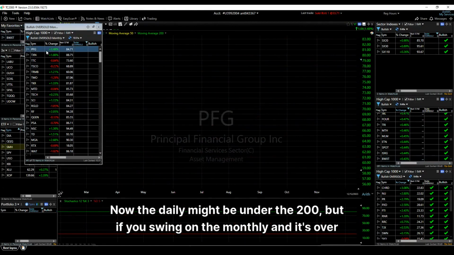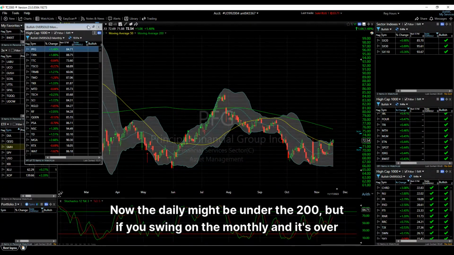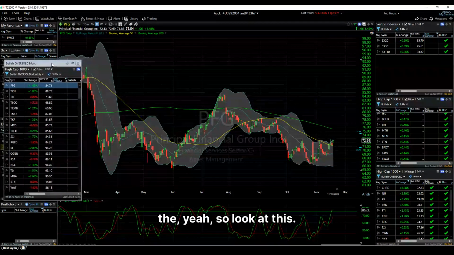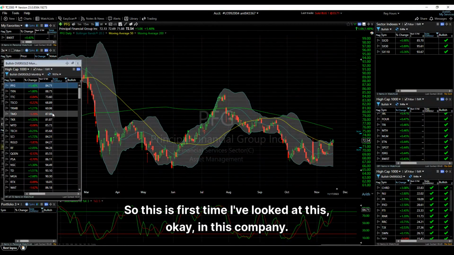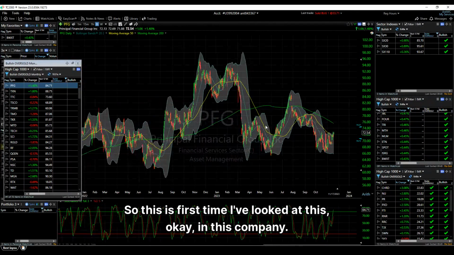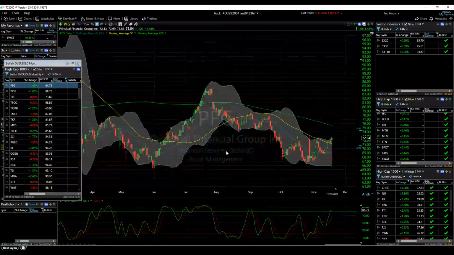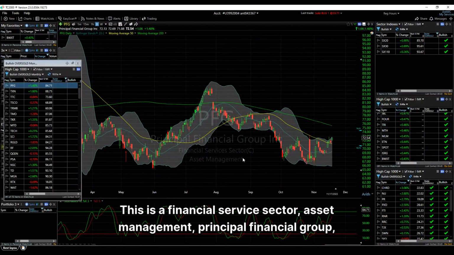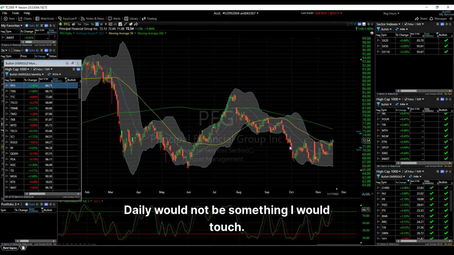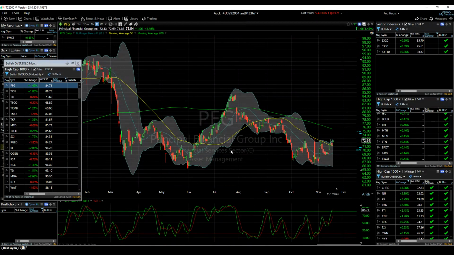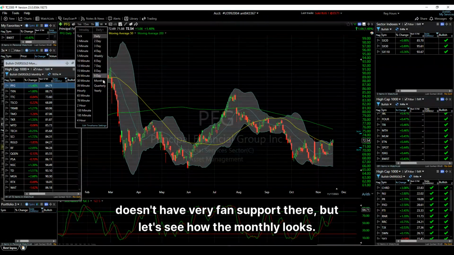Now the daily might be under the 200, but if it's swinging on the monthly and it's over, yeah. Look at this. This is first time I've looked at this. Okay, this company. This is the financial service sector, asset management, Principal Financial Group. Daily would not be something I would touch. Under the 200-day moving average, that's what I found support there. But let's see how the monthly looks.